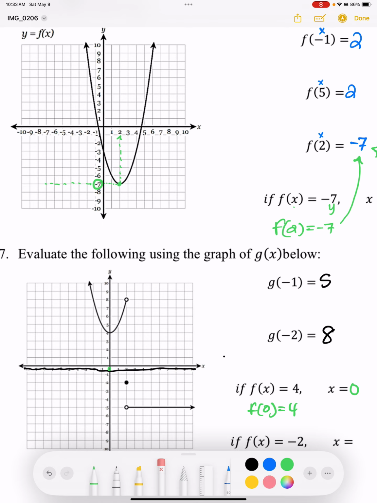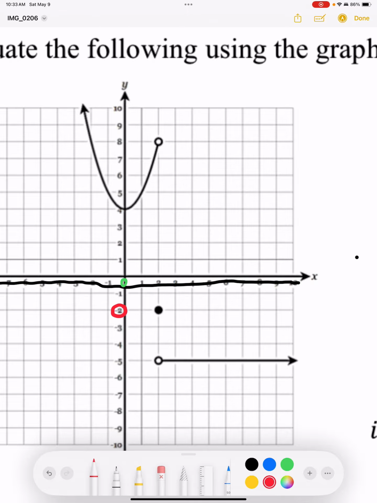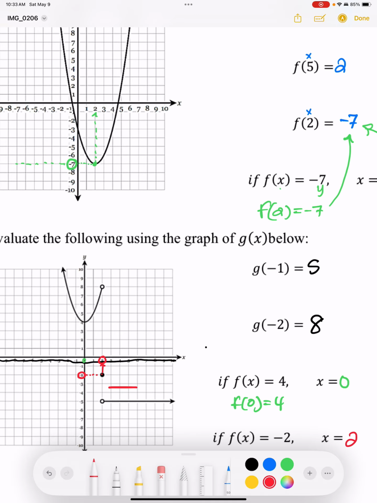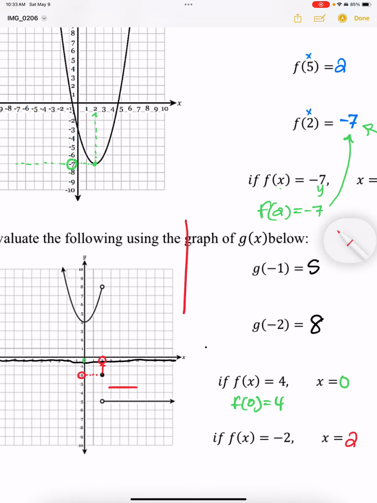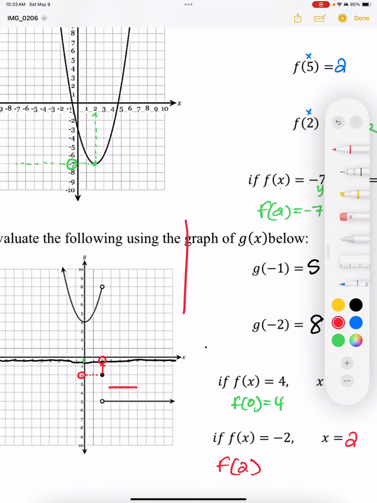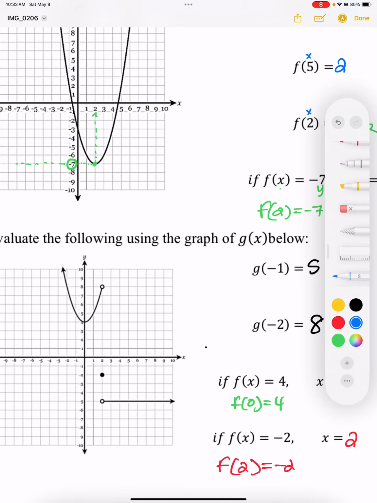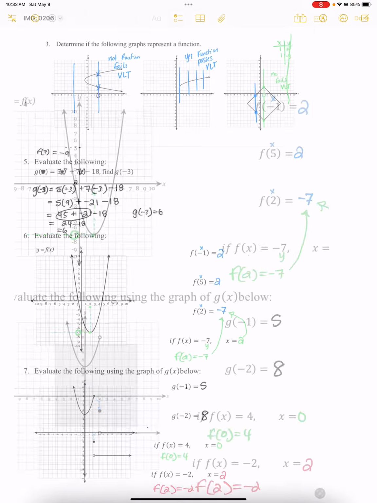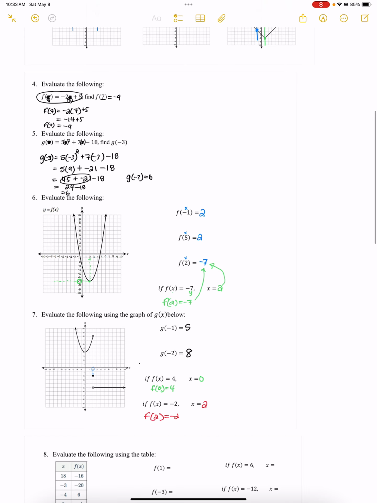F of x equals -2, so now we're going to go down to -2. So at -2, where's the graph? Is it to the left or the right? It's to the right, and that would be +2. So if you filled it in, f of 2 equals -2. Let's check. If I start at number 2 on the x-axis, then I would have to go down to -2, which is true. So that works. So these are my answers for page 2.